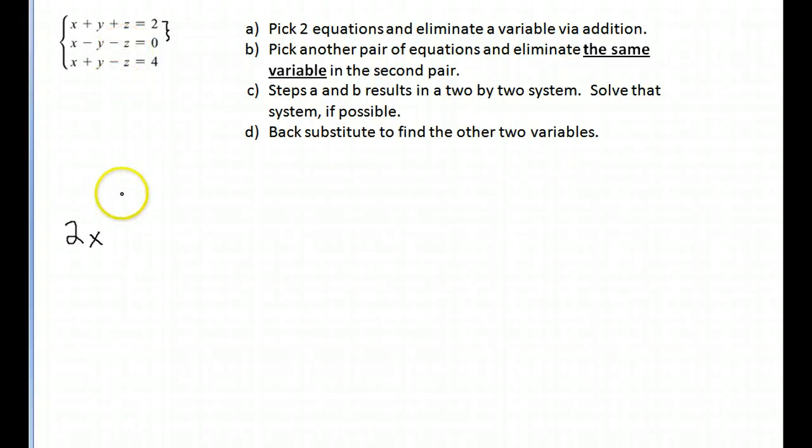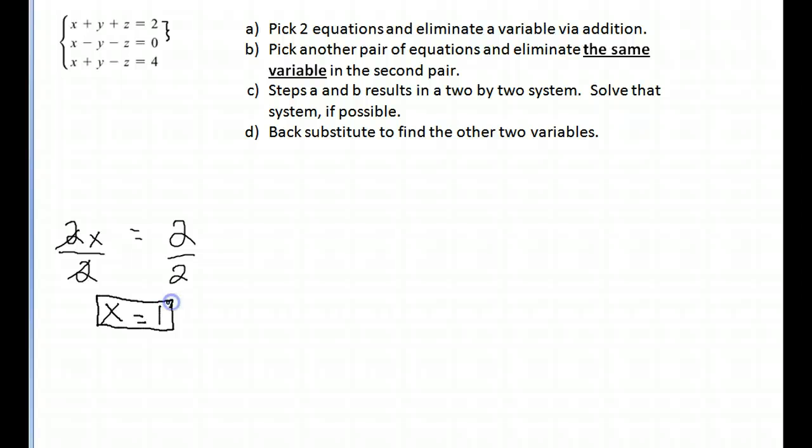And I only have x. That's the only variable left. And then 2 plus 0 equals 2. So I have 2x is equal to 2. Now I can go ahead and solve that. Divide both sides by 2, and I get x equals 1. So far we know that x is equal to 1. Now that's step A done. I picked 2 equations, I eliminated a variable. I actually ended up eliminating 2.